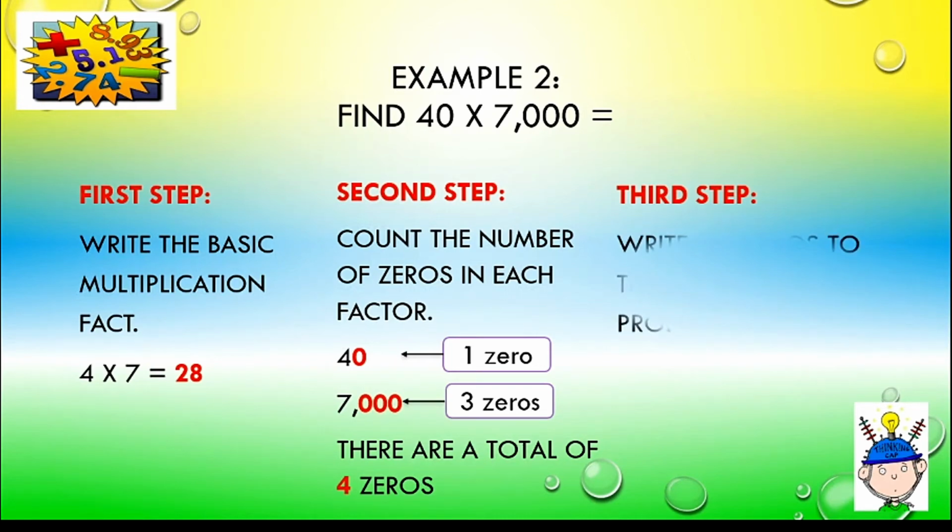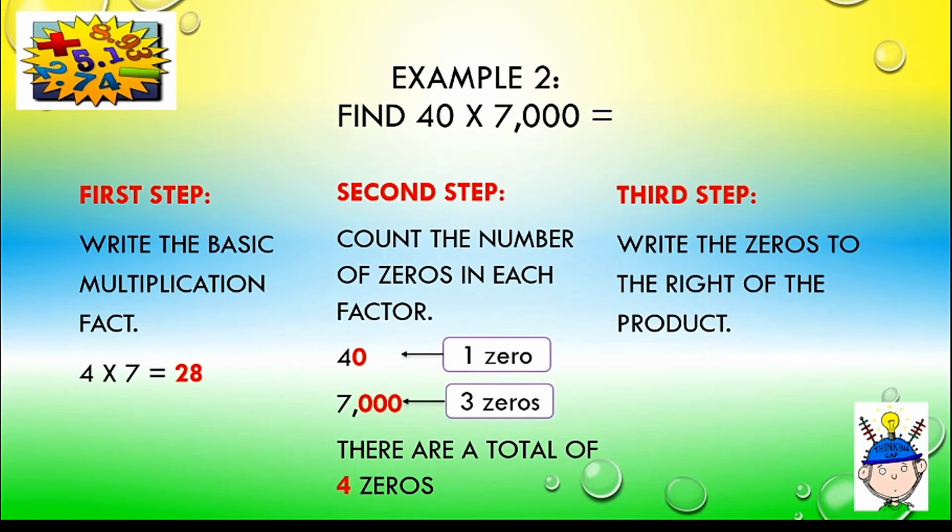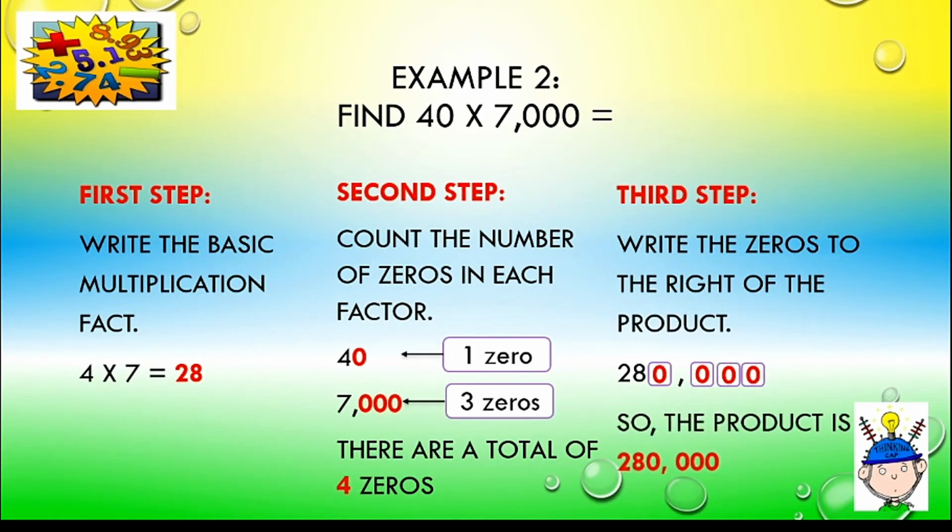And the last step, write the zeros to the right of the product. Going back to our first step, 4 times 7 equals 28. We will write the 28 and copy the 4 zeros. 1, 2, 3, and 4. So the product is 280,000. 40 times 7,000 equals 280,000.